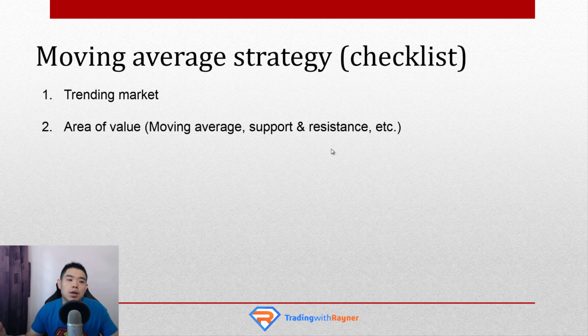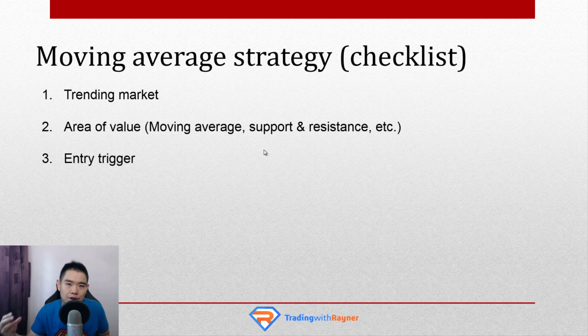Number 2, once we have a trending market, we want to identify the area of value, and this is where the 50-period moving average can come into play. I shared with you how to look for 2 tests to confirm that the trend is respecting the 50-period moving average.